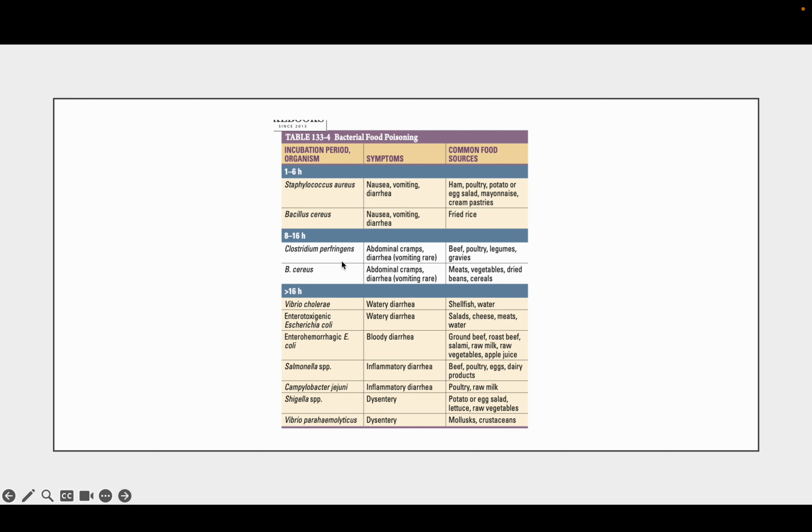This is one of the most important NEET exam questions. You need to remember this. So Bacillus, fried rice is important, very important. Vibrio cholerae, shellfish is very important, and also Campylobacter, poultry and raw milk is very important. So if you can remember these things, very good. But I don't know, it's up to you.